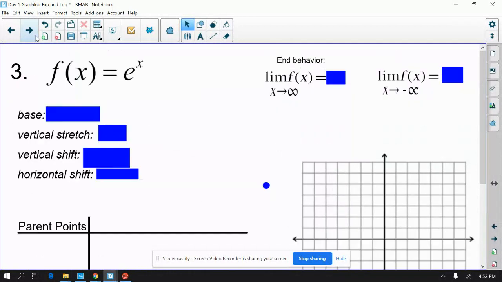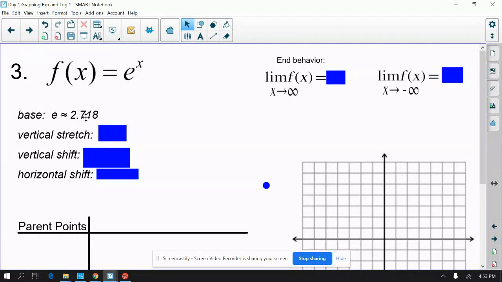Last one. E, one of the most important numbers in the world. E, especially next year in calculus. Your calc teachers want you to know E. E is a number between 2 and 3. At one point, you were E years old. You have more than E fingers on your right hand. E is 2.718. It's an irrational number. It goes on forever, but it is a naturally occurring number.